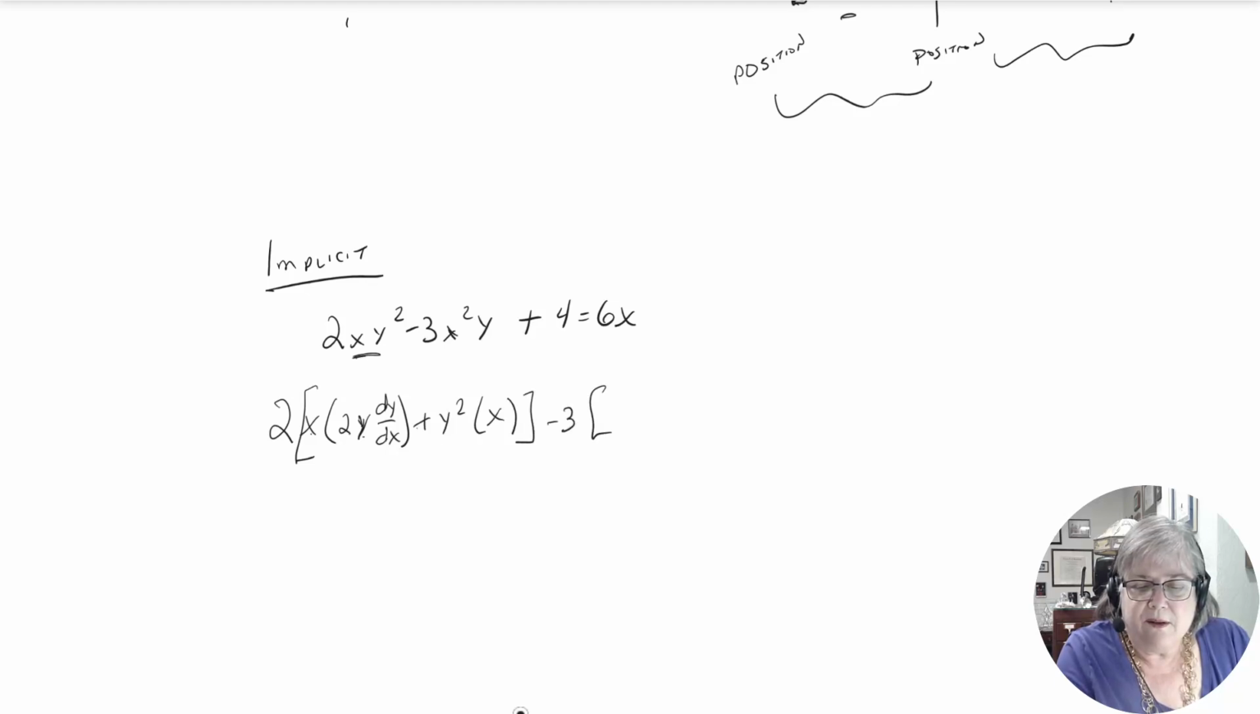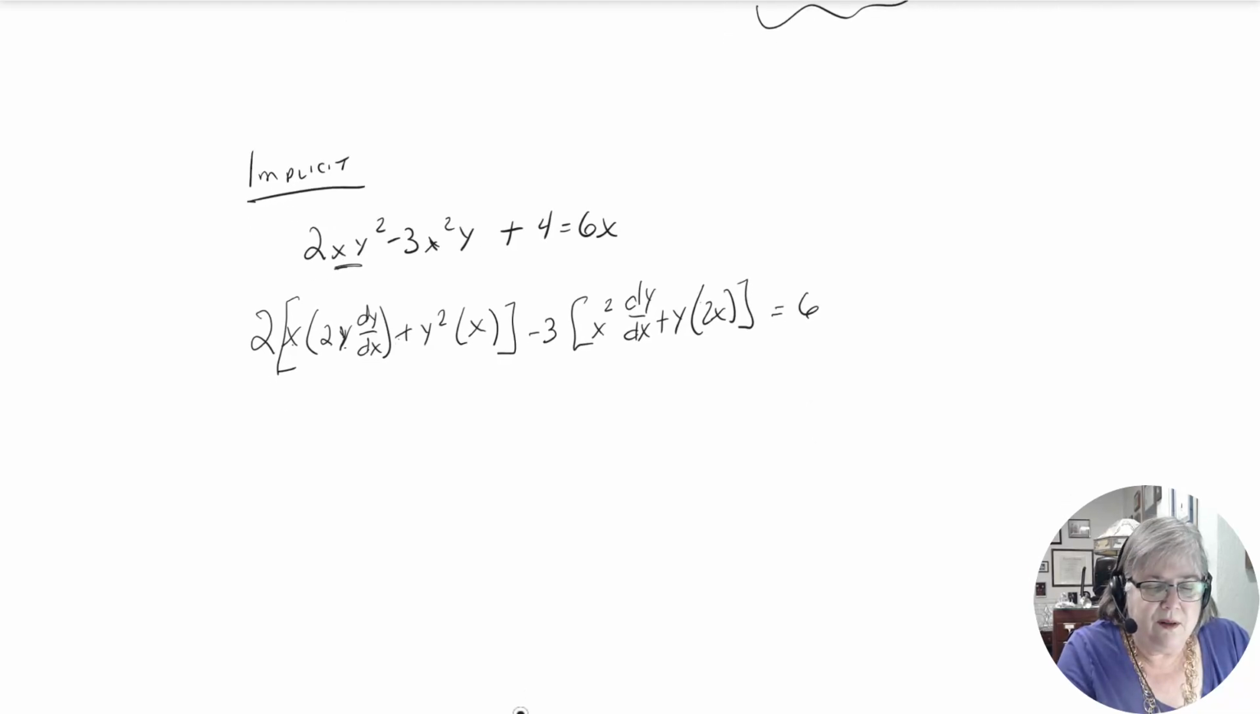Minus 3, the first times the derivative of the second, plus the second times the derivative of the first. And again, if you loop back in on that x, it's going to be dx over dx. Derivative of 4 with respect to anything is 0, and this is 6. So you would have 4xy, you gather up your dy dx's, plus 2y squared minus 3x squared dy dx minus 6xy equals 6.